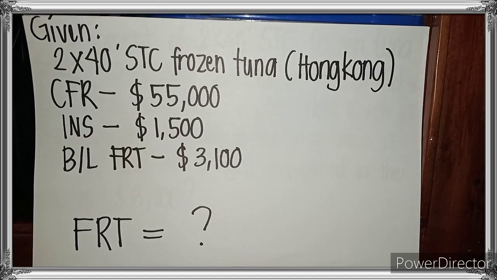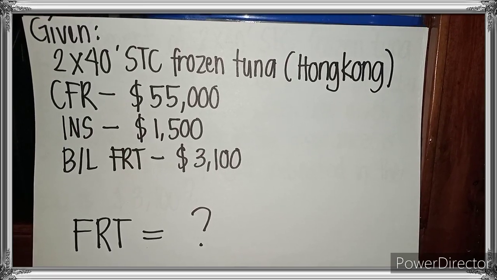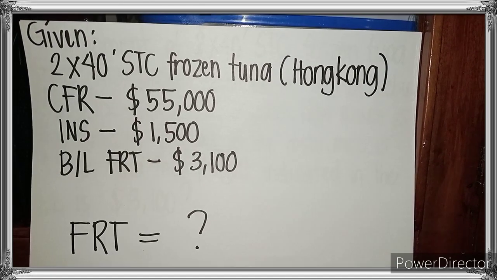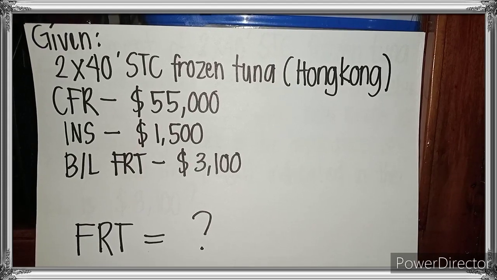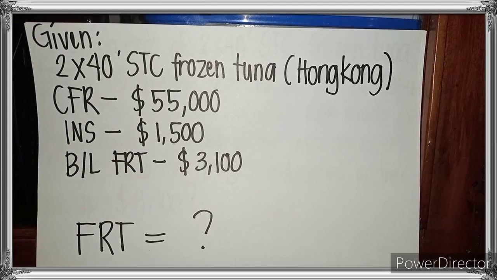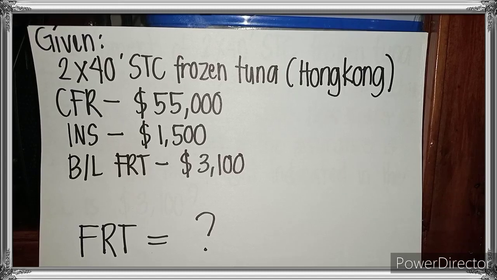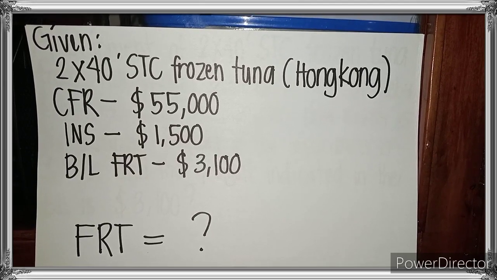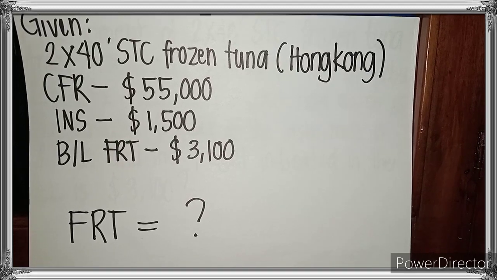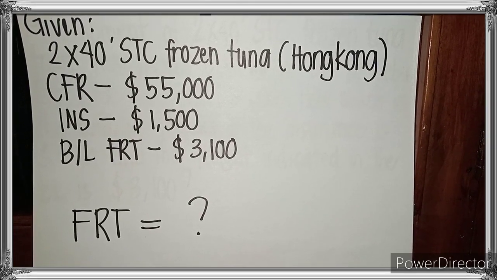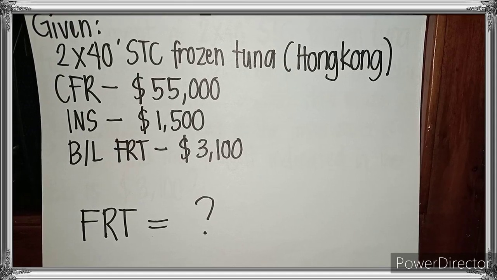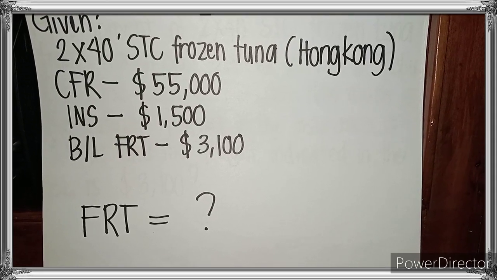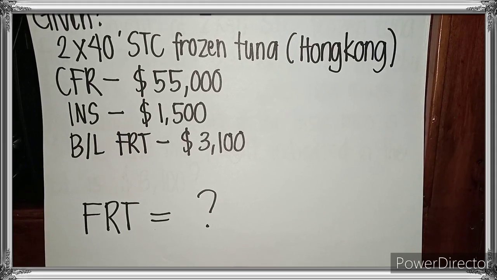So we have here a 2x40 STC frozen tuna from Hong Kong, a CFR value of $55,000, an insurance of $1,500 and a bill of lading freight of $3,100. So the unknown, or the missing one, is the freight. We will need to find out what the freight is in this problem.